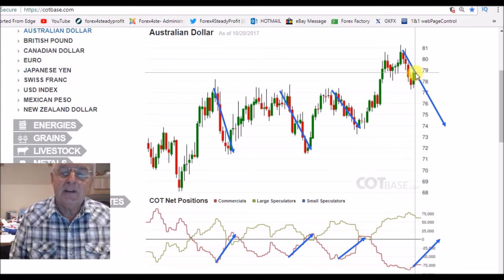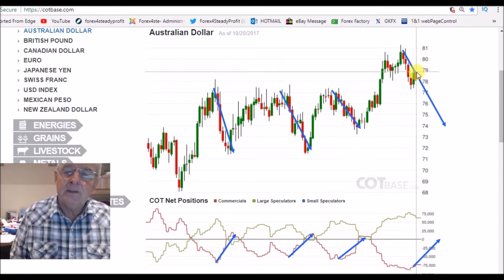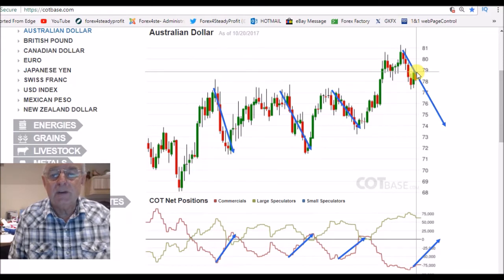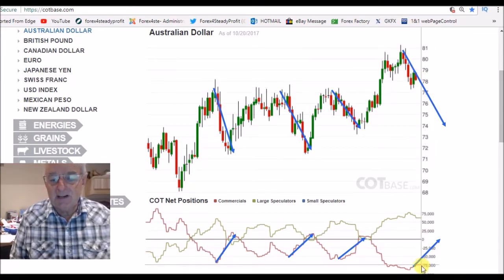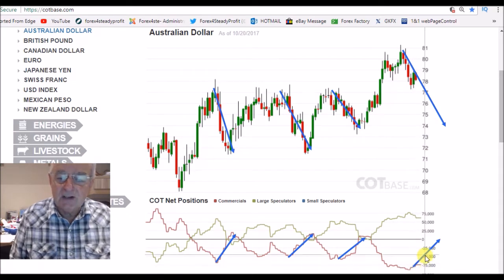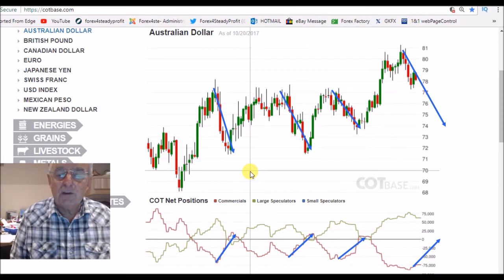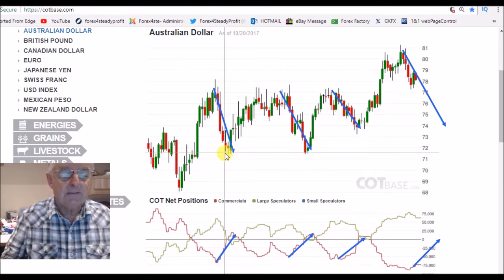It's had a little bit of a correction over the last couple of weeks, but we can expect it to continue on down, and we expect the Commitment of Traders to move down towards the zero line, maybe just cross it. So we are expecting a big move down on that.